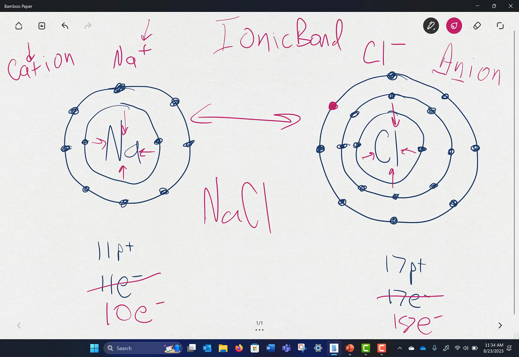An ionic bond results when one atom takes an electron from another atom and the two ions stick together because of opposite charges. NaCl, by the way, is table salt. Every time you put salt on your food, this is what you're putting on your food.